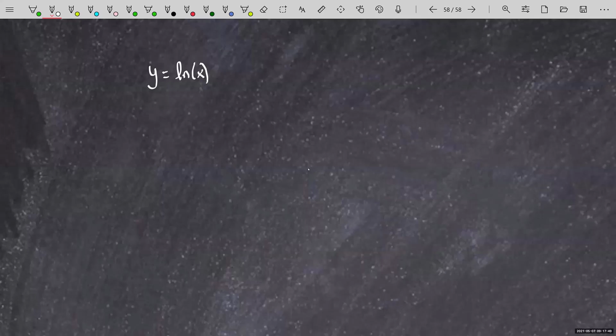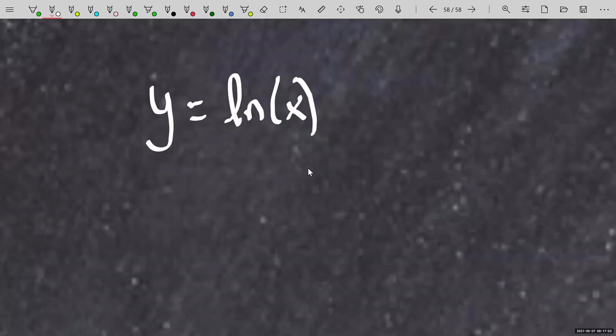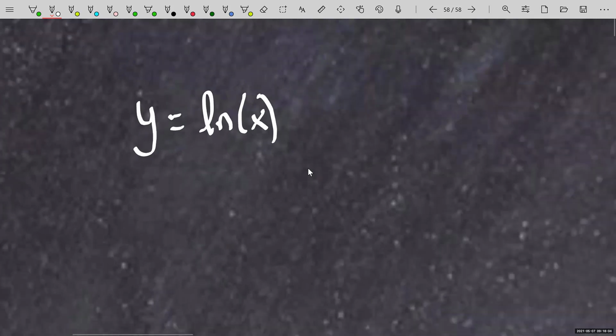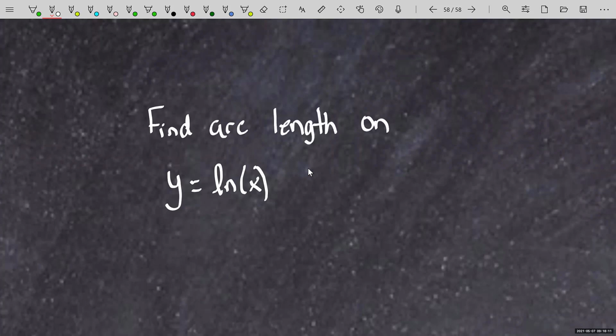So this is a good example to showcase the idea that if you have a function that is invertible, that is a function of x, but can be written as a function of y, that you have choice. And we want to find the arc length of this function. Find arc length on the interval 1 to 7. As written, that means the x interval. So x goes between 1 and 7.